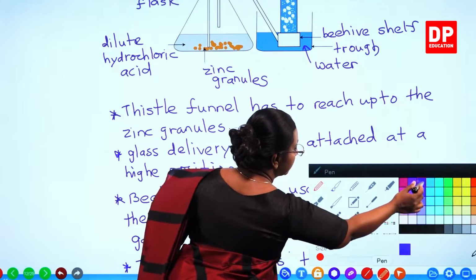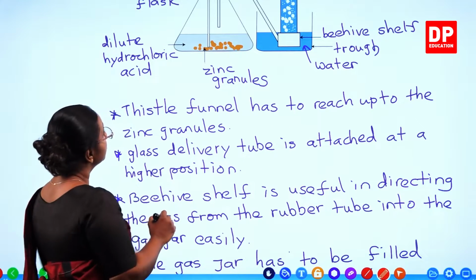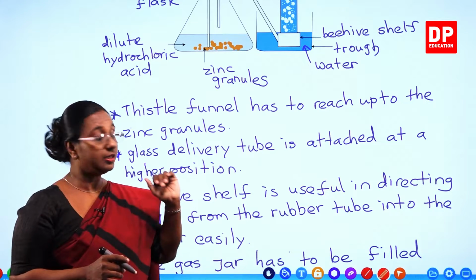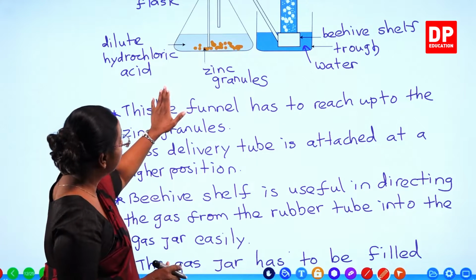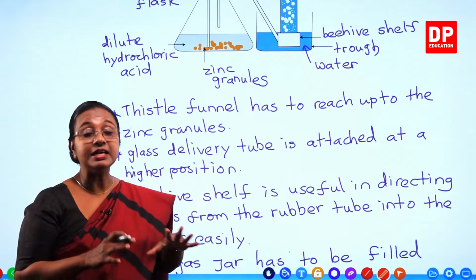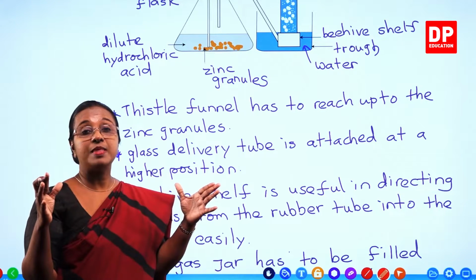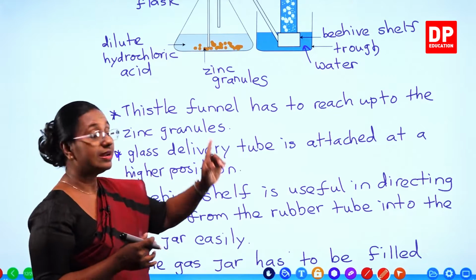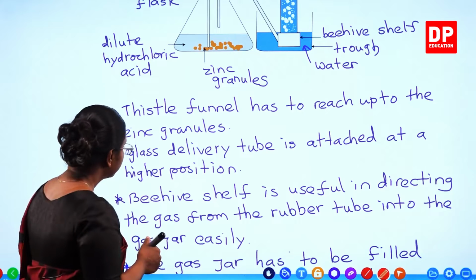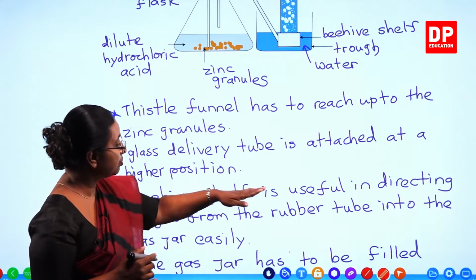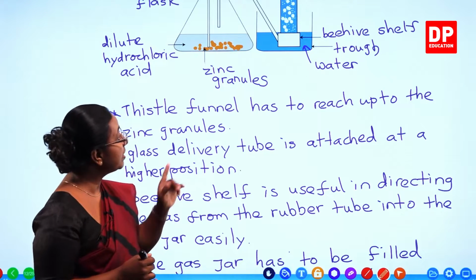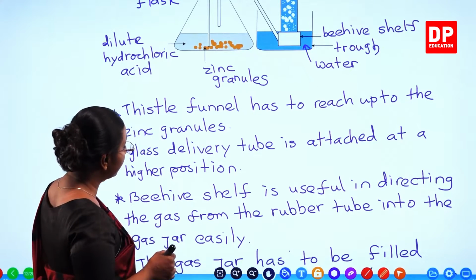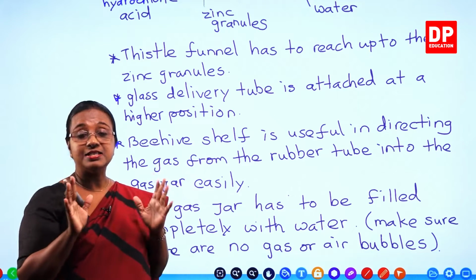It has to be at a higher position so that the hydrogen gas that goes up will enter into the tube. And again, as I told you all, we make sure that the gas does not escape from the apparatus. Instead, it is directed into the delivery tube and thereafter into the gas jar. Then we use the beehive shelf that is useful in directing the gas from the rubber tube into the gas jar easily. I explained that process also to you all. It's easy to set the gas jar and everything.